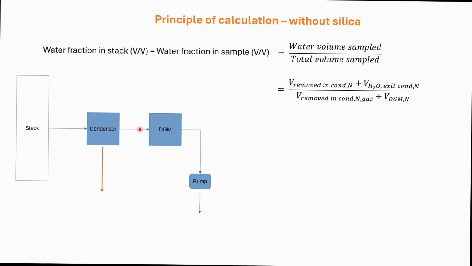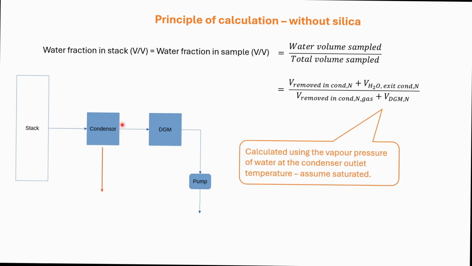Now, the water here leaving the condenser can be calculated if you know the outlet temperature of your condenser. You make the assumption that the outlet is at saturated conditions, and then you can use that temperature to calculate the vapor pressure of water at saturated conditions, and you can use that to get the volume of water leaving your train here, typically using the Antoine equation. It's slightly more complicated. It is very accurate because you do not assume an efficiency of silica gel or anything like that, and I will do a different video covering that calculation specifically.